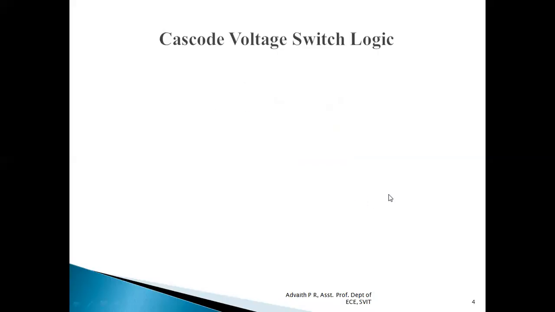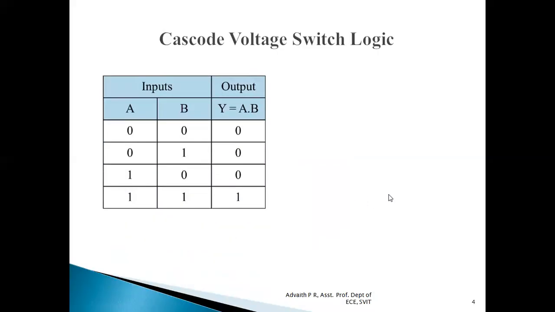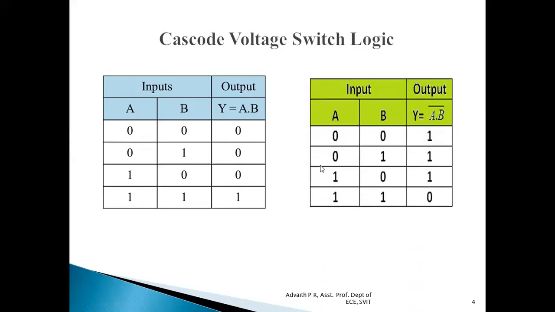So we already know the truth table with respect to the AND gate and NAND gate. With respect to the AND gate, only when both the inputs are high will the output be high. For all other cases, the output will be low. For the NAND gate, it will be exactly the reverse of the AND gate. When both the inputs are high, the output will be low. For all other cases, the output is high.